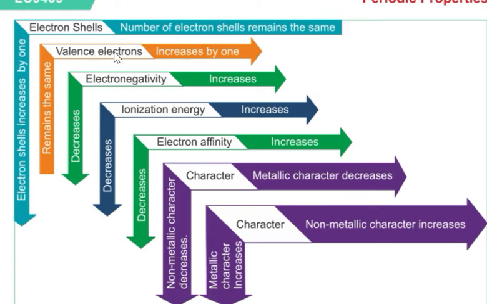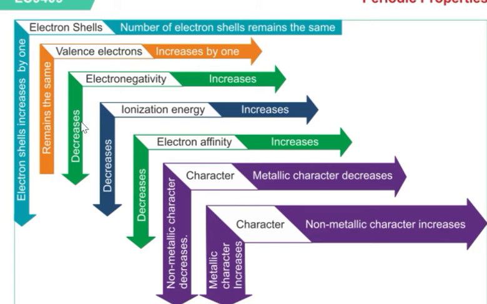Valence electrons, the second property, are those electrons which are in the outermost shell. We call this shell the valence shell. Across the period, there is an increase by one as you move, and down the group, the number of valence electrons is constant.